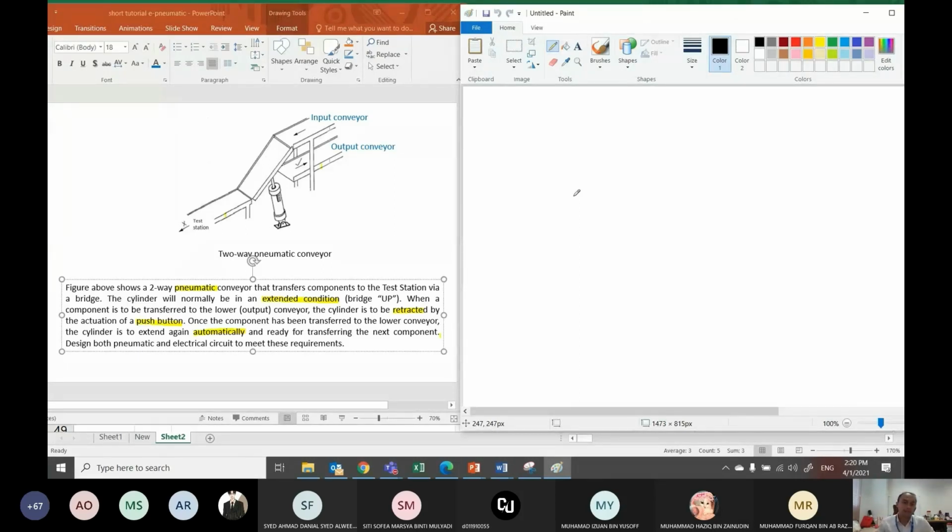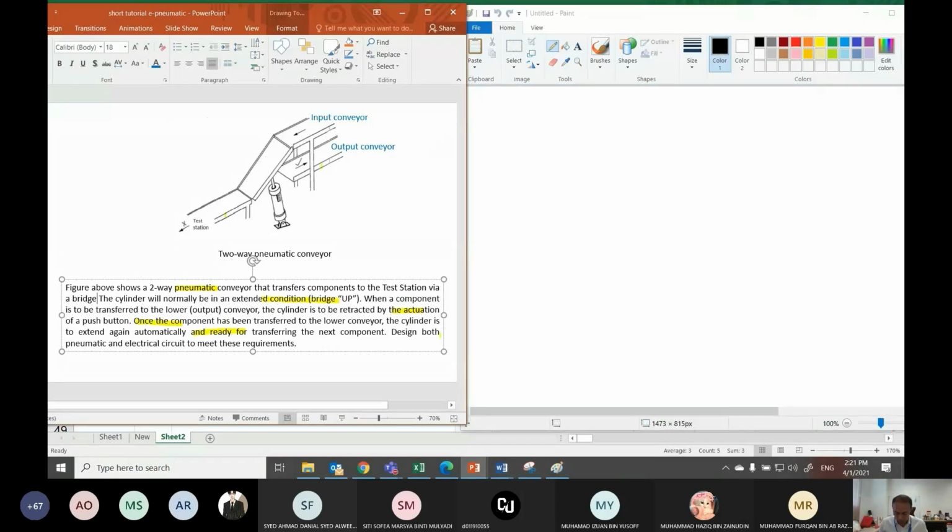Okay, in this case, maybe I want to change the question a bit. I want to say that the conveyor transfer. So I want to specify the type of cylinder by using a double acting cylinder. Okay, so yang ni pun you kena penting juga, you kena highlight. Okay.